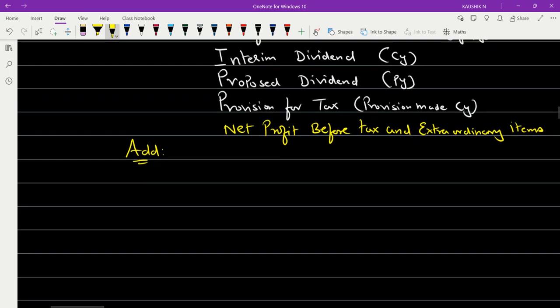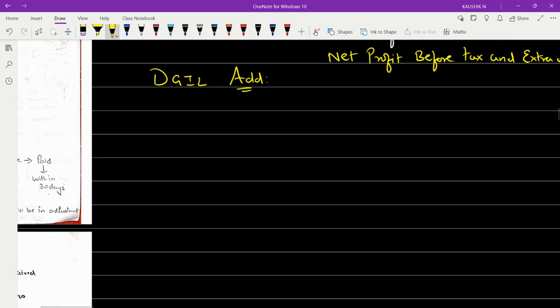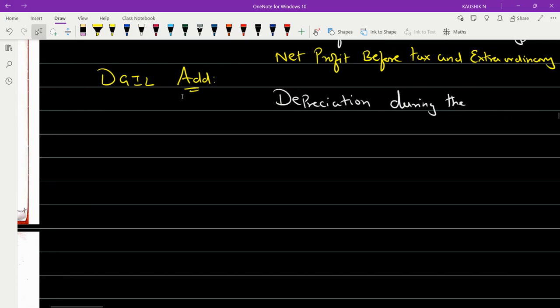Okay, so this also has a mnemonic for you. What is it if you ask? It is DGIL. Have it in simple terms as DGIL. Okay, so now what are those items? D stands for depreciation during the year. Can you understand?